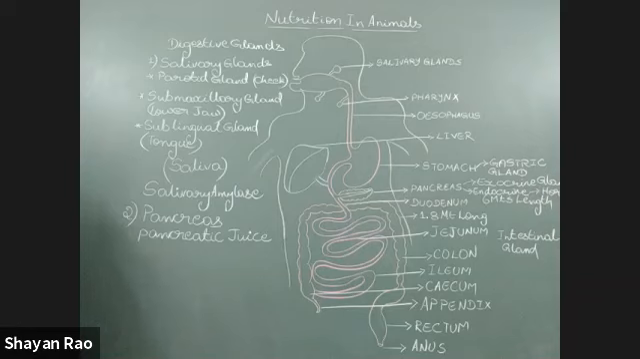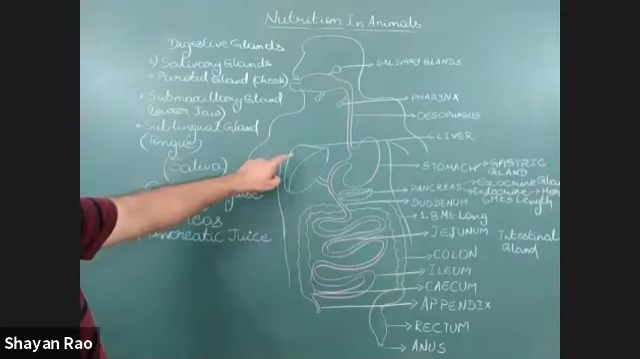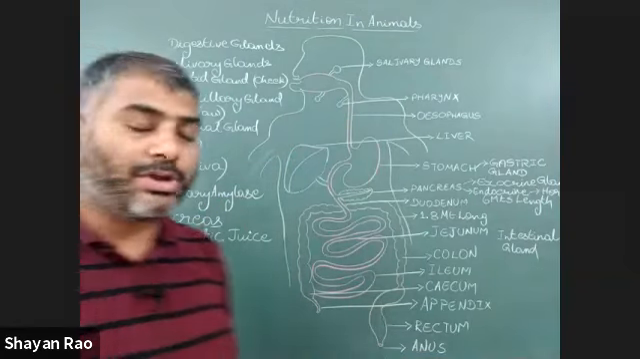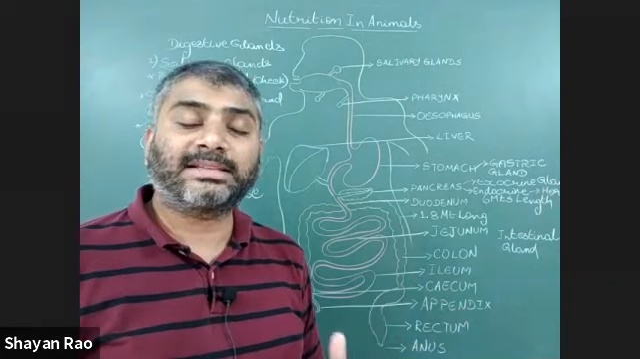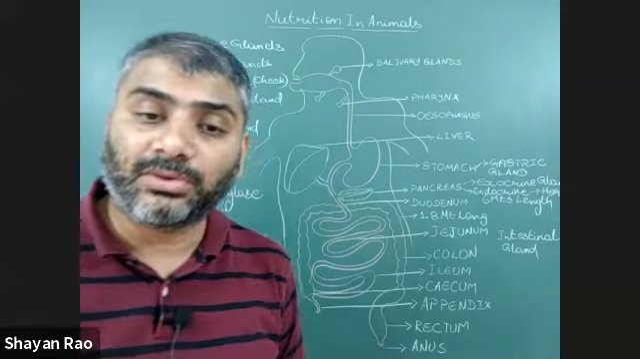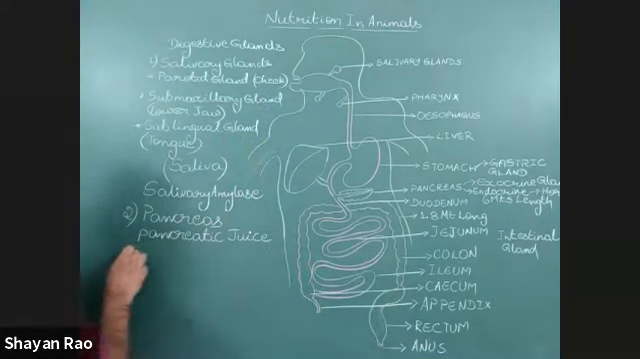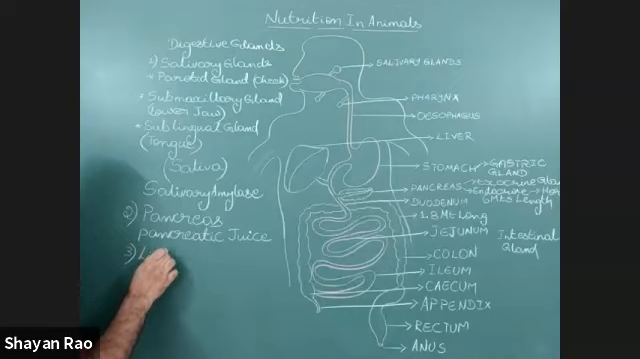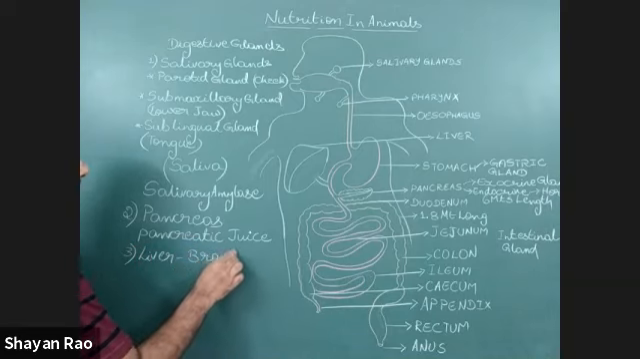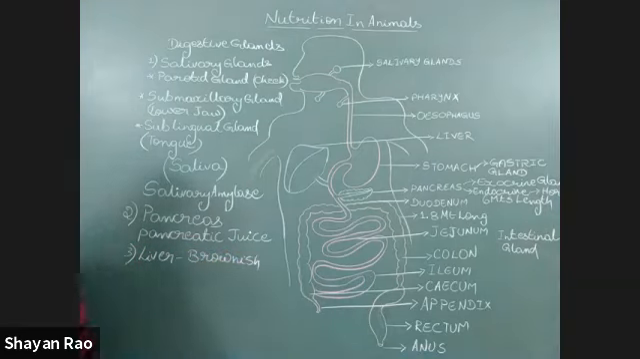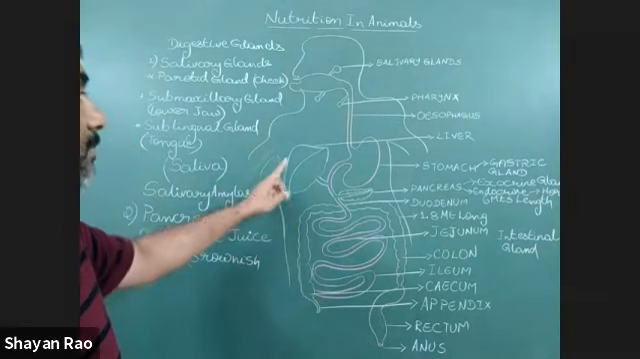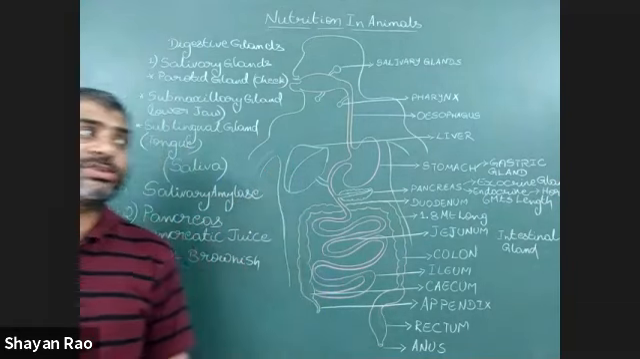Now what happens? The next thing is the liver. Now this is our liver. The liver is the main part of the human body, which is the chemical factory of the human body. This particular liver is brownish in color, and it is the largest exocrine gland present in the human body. It has multiple functions to play.